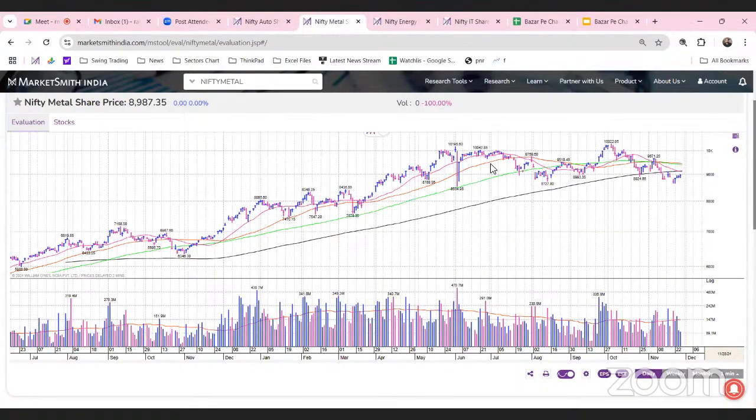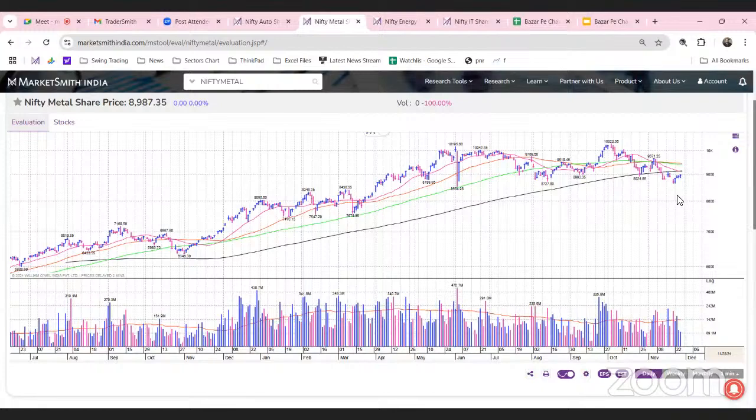Okay, done. So Nifty Metal chart, if you see currently, this index is also again trending with a lower top, lower bottom formation, and it is currently placed near the 200 days moving average, below the 200 days moving average, and trending with a negative bias.